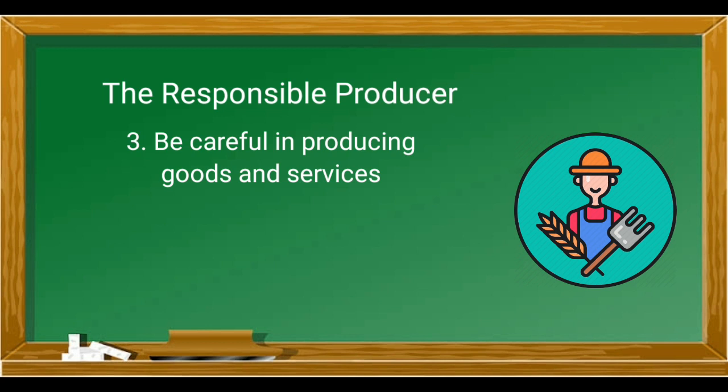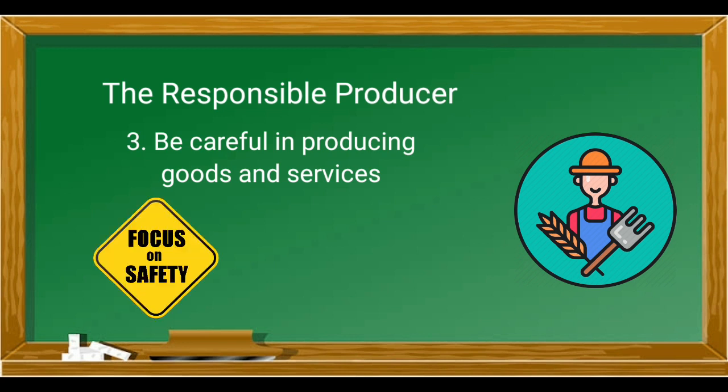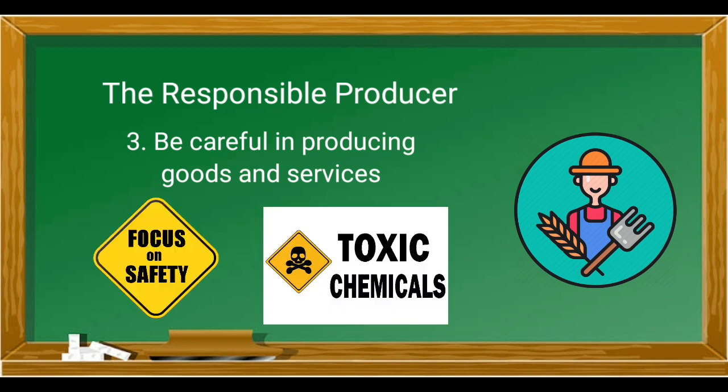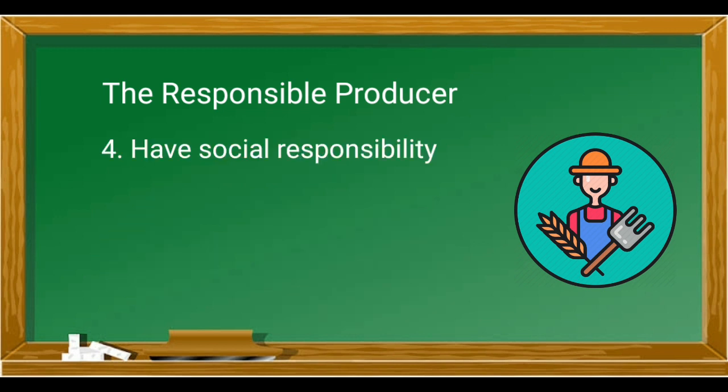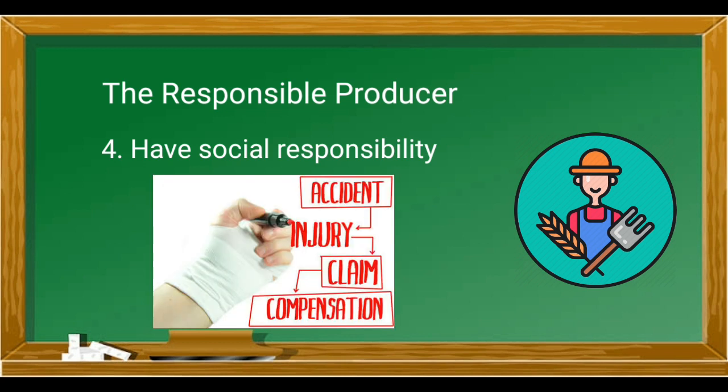Number three, be careful in producing goods and services. Producers should prioritize the safety of the consumers. We should be careful so that we can make sure our consumers are safe. Also, producers must not add toxic substances in the products which may harm the consumers. Number 4, have social responsibility. Producers should not make exaggerated claims about the goods and services. They have to compensate any damages to consumers when they are negatively affected by the goods and services.